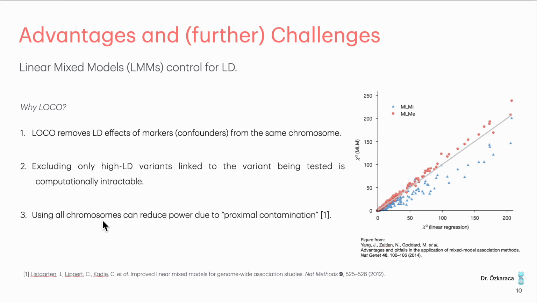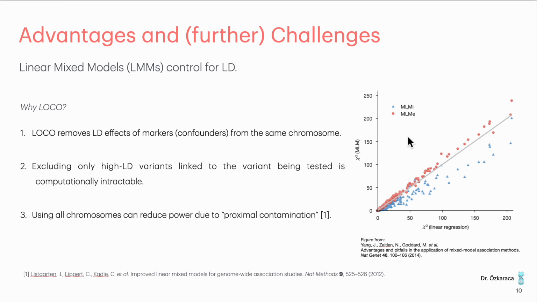Why are we using this? The reason, going back to this paper in 2012 by Listgarten, Lippert, Kadie et al., is that they compared the case where they use all chromosomes in a mixed linear model setting, which they called MLMi, so all chromosomes are included. The second approach was MLMe, which is the LOCO approach.